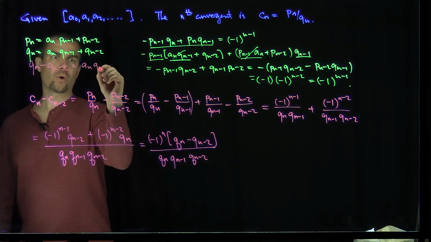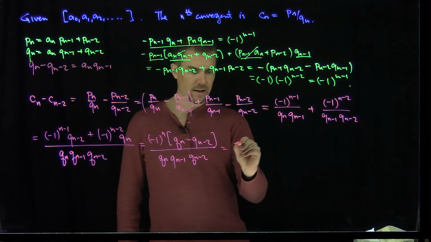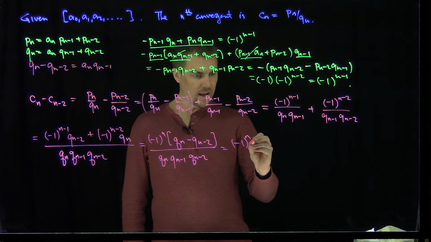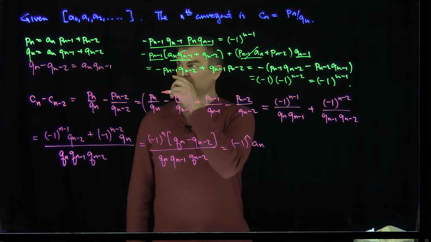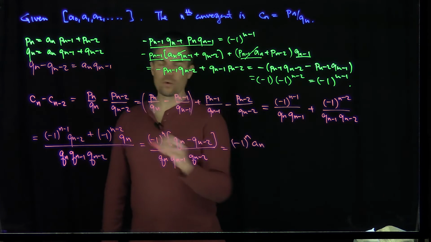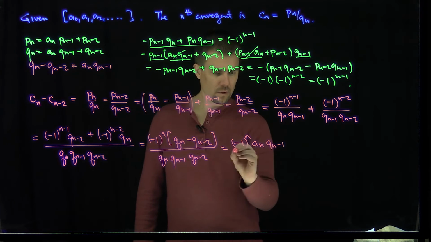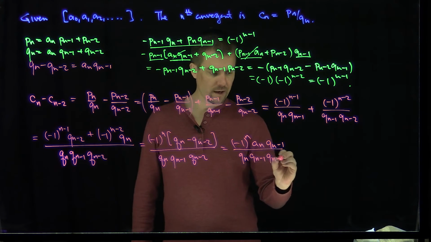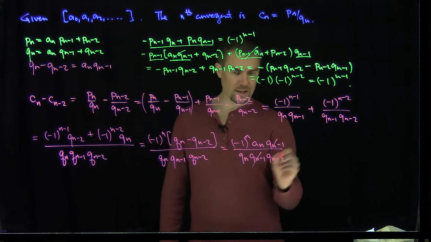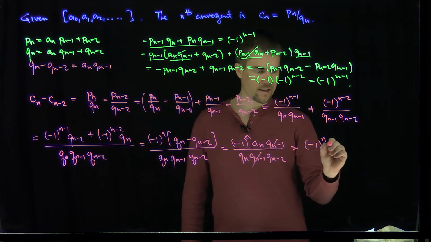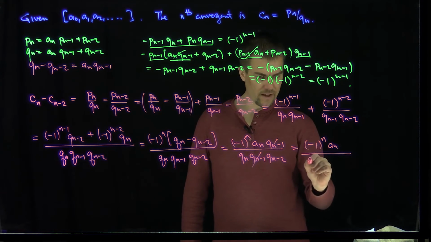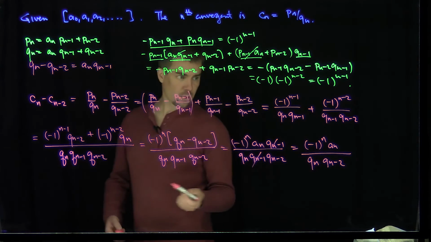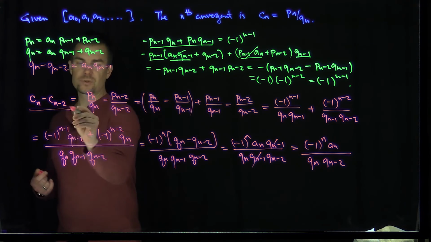It's going to be an Qn minus 1. So this is really negative 1 to the n, times an Qn minus 1, over Qn Qn minus 1 Qn minus 2. The Qn minus 1 is going to cancel out, and you're going to have negative 1 to the n, an, over Qn Qn minus 2. Now remember, an, Qn, and Qn minus 2 are all positive, so the sign of this term is only based on the parity.